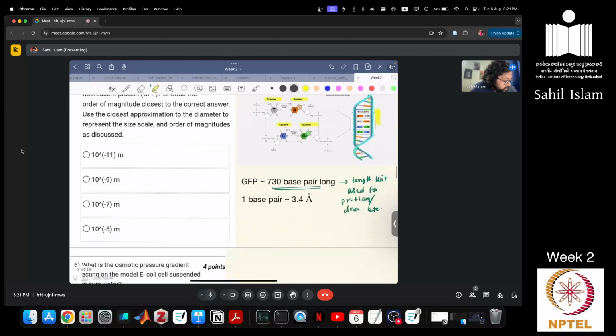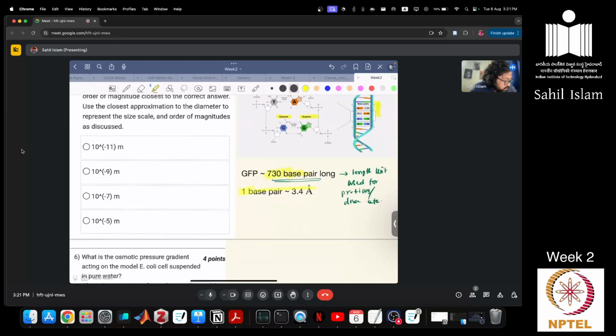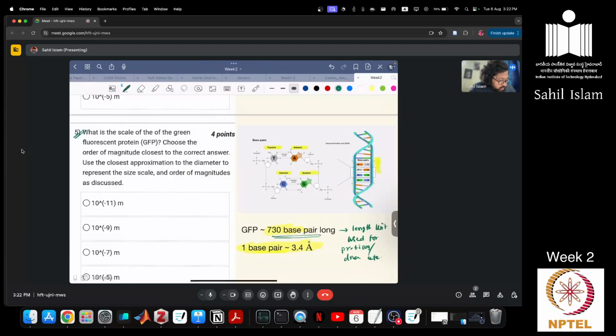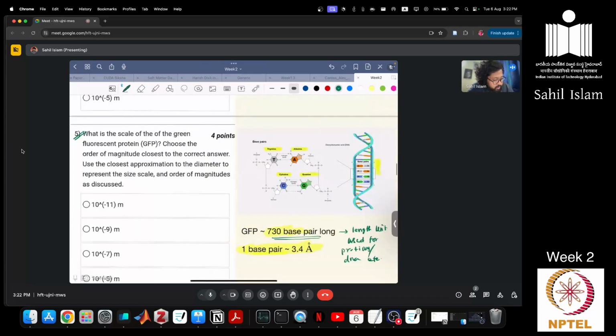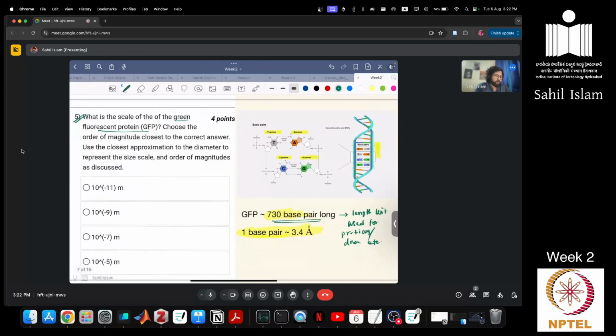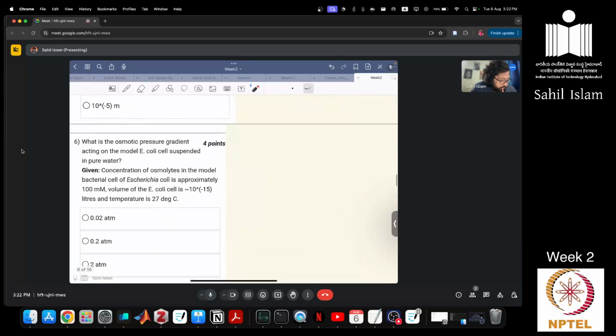So if it is 730 base pair long and one base pair is approximately 3.4 angstrom, you can calculate the total length of this GFP, green fluorescent protein. One important trivia I'll tell you: GFP is a nice marker to detect cells. It's green fluorescent, and on a microscope you can see green dots that represent cells or nucleus, whatever you want to detect.